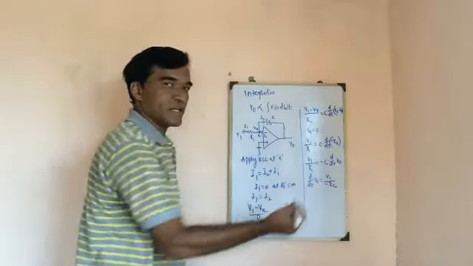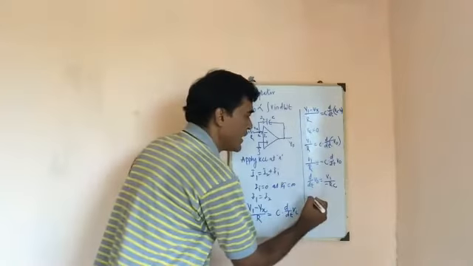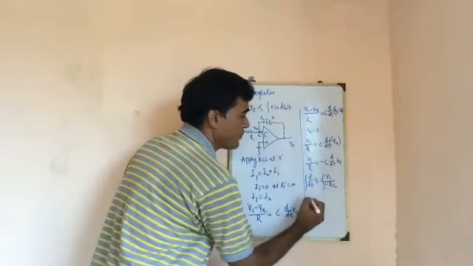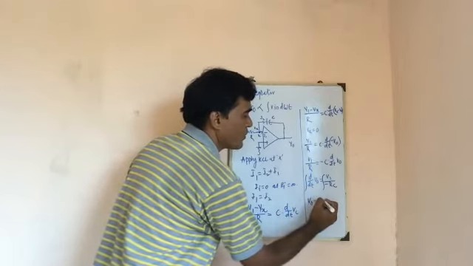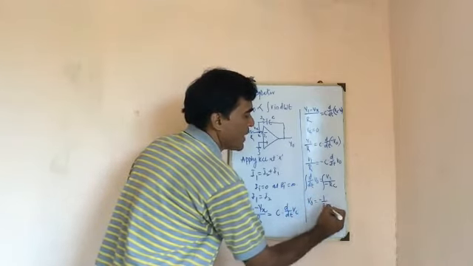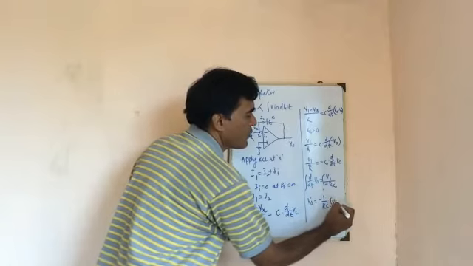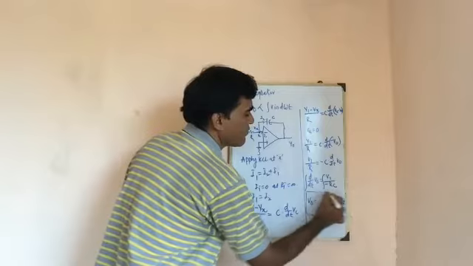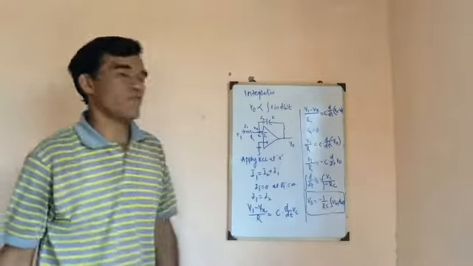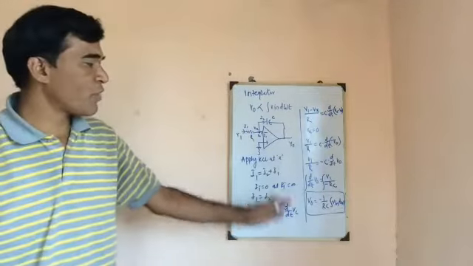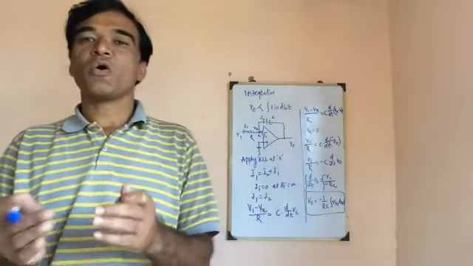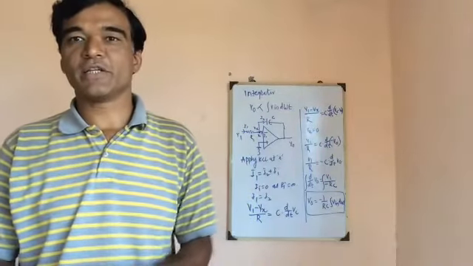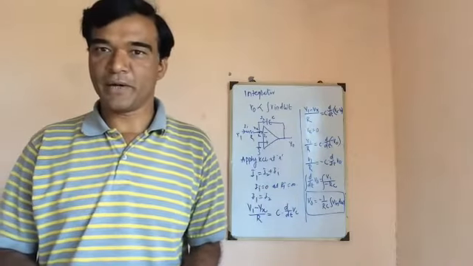Now integrating this equation on both sides, we get V0 equal to minus 1 divided by RC into the integration of Vin dt. This is the expression for the output voltage of an integrator. By careful observation, we can say that the output voltage is directly proportional to the integration of the input, and such a circuit is known as an integrator.